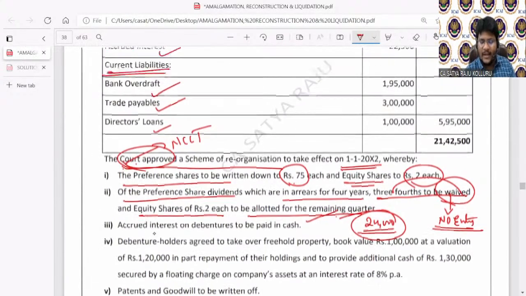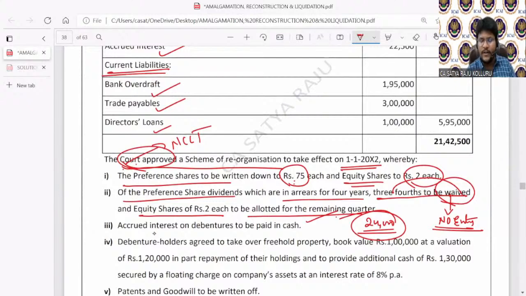Okay. Sir, what are the journal entries for preference shares and equity shares? Cumulative preference share capital account debit. Total face value and paid up value you need to cancel. To cumulative preference share capital, now face value 75 rupees.